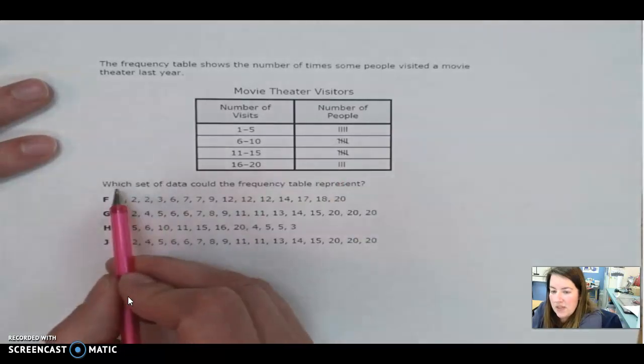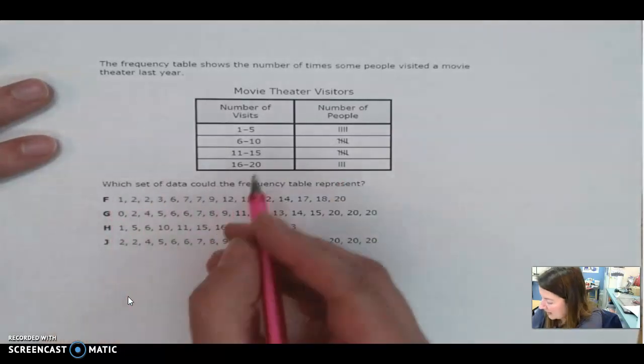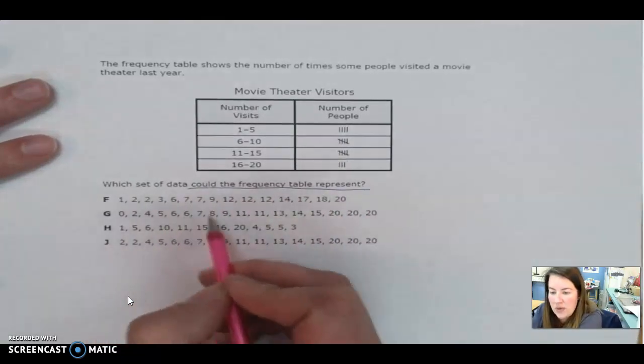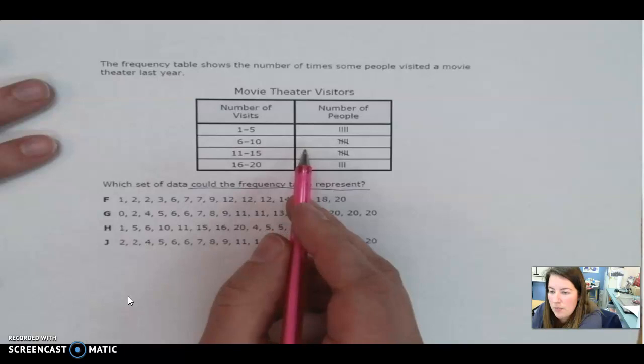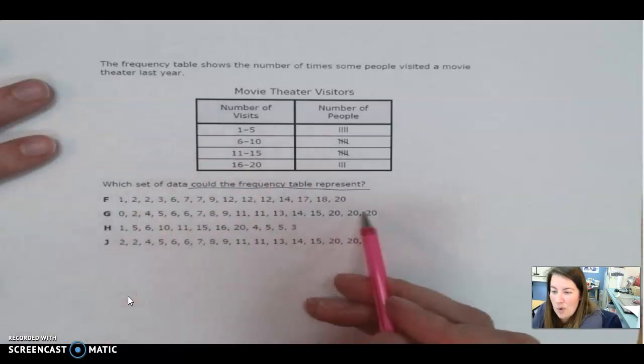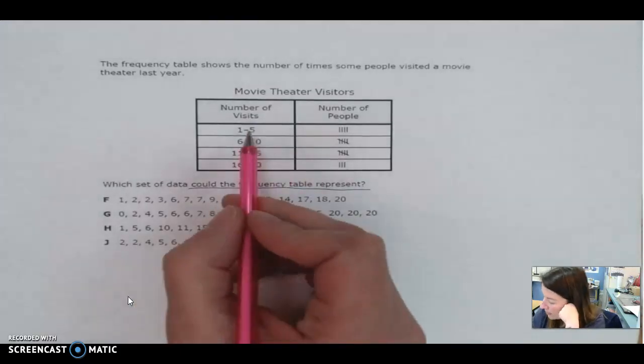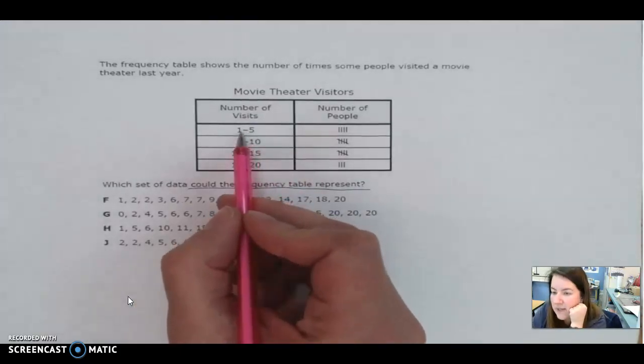Now they want us to find which set of data could the frequency table represent. So which one of these could represent these numbers? Lucky for us, they already put them in order from least to greatest. So that's helpful. So I'm going to separate them into these different ranges.